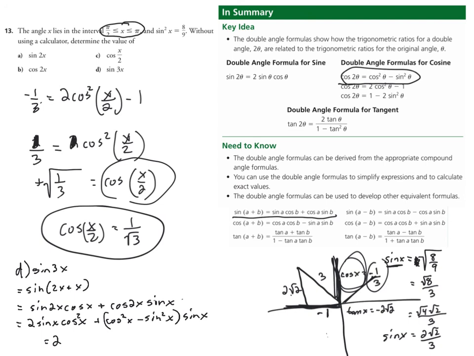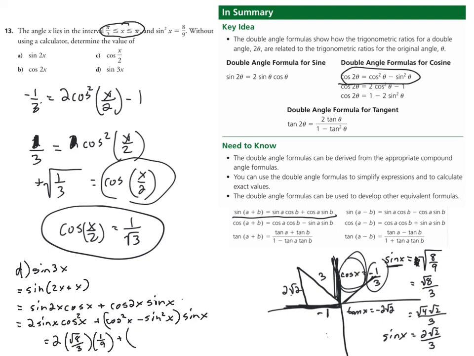Or we could just say root 8 over 3. It's probably nicer. Root 8 over 3. Cos x is negative, is that cos, is it negative 1/3? Yeah, negative 1/3. But square that, and you got 1/9.